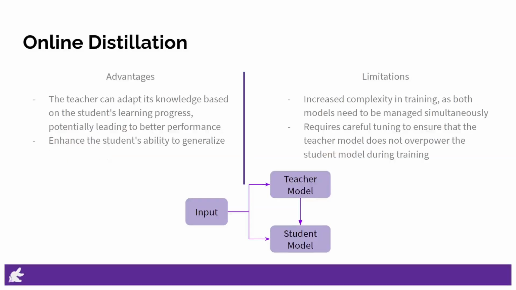Online distillation addresses some of the limitations of offline distillation by allowing both the teacher and student models to be trained simultaneously in an end-to-end manner. This means that both models can update their weights based on the same training data, which can lead to improved performance. The teacher can adapt its knowledge based on the student's learning progress, potentially leading to better performance. This method can enhance the student's ability to generalize, especially when the teacher model is large and complex.